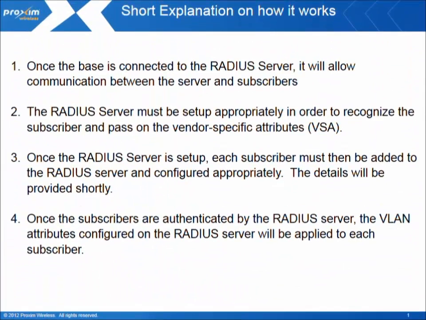Once the base is connected to the Radius server, it will allow communication between the server and the subscribers. The Radius server must be set up appropriately in order to recognize the subscribers and pass the vendor-specific attributes, or VSAs. Once the Radius server is set up, each subscriber must then be added to the Radius server and configured appropriately. The details will be provided shortly. Once the subscribers are authenticated by the Radius server, the VLAN attributes configured on the Radius server will be applied to each subscriber.